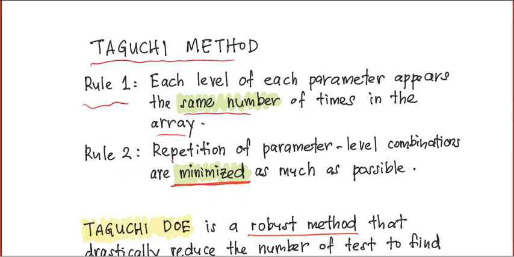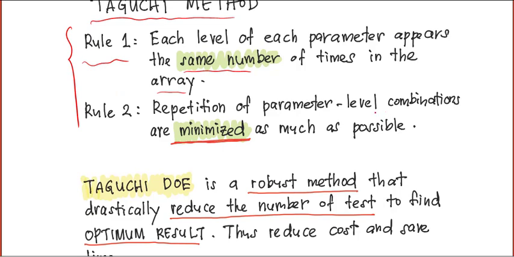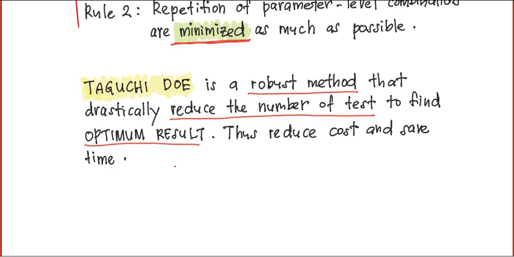Rule number two, repetition of parameter level combination are minimized as much as possible. So we have two rules to develop an array. If you remember, array means a string of the numbers or parameters. You will see the power of the Taguchi method after this by these two rules only.